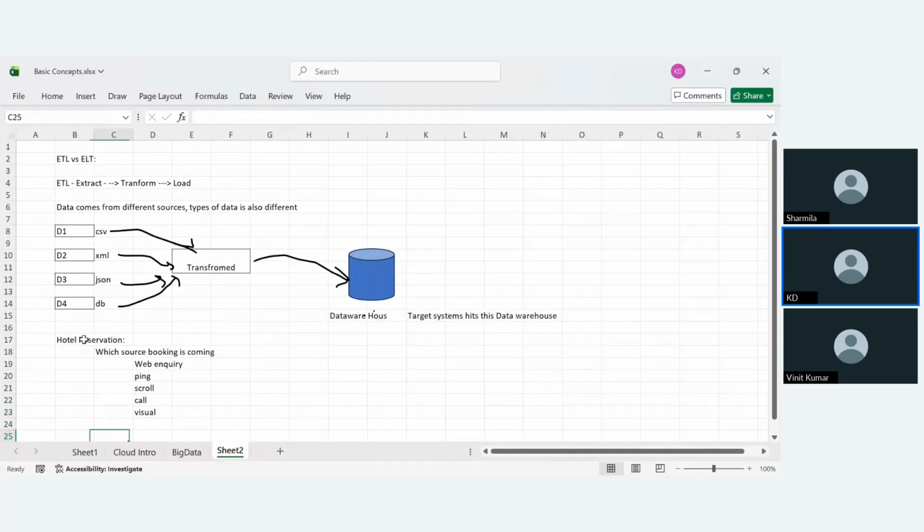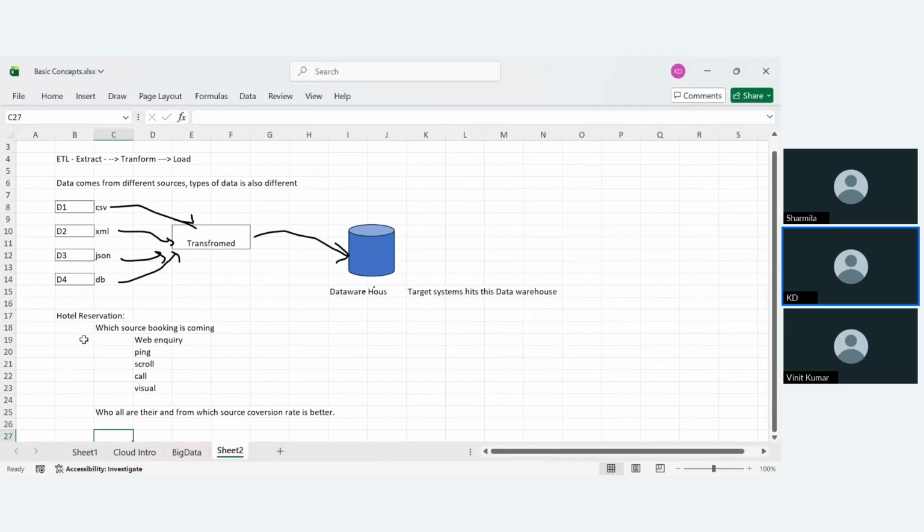What we were analyzing with this was who is coming from which source, and in which source the conversion rate is better. So this entire process was done through OLAP. OLAP was handling this.